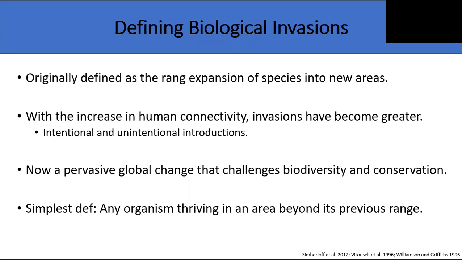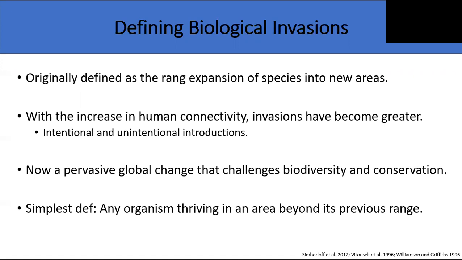So, to get started, I just want to go over a brief definition of what biological invasions are. It originally started being defined as the range expansion of a species into a new area. And of course, this was thought to happen naturally through things like dispersal or biogeographical barriers disappearing over geological time. But with the increase of human connectivity and human dispersal, of course, we had the Industrial Revolution and people became more connected. So now we have invasions happening at a greater rate because as people are moving, of course, we're moving things with us.